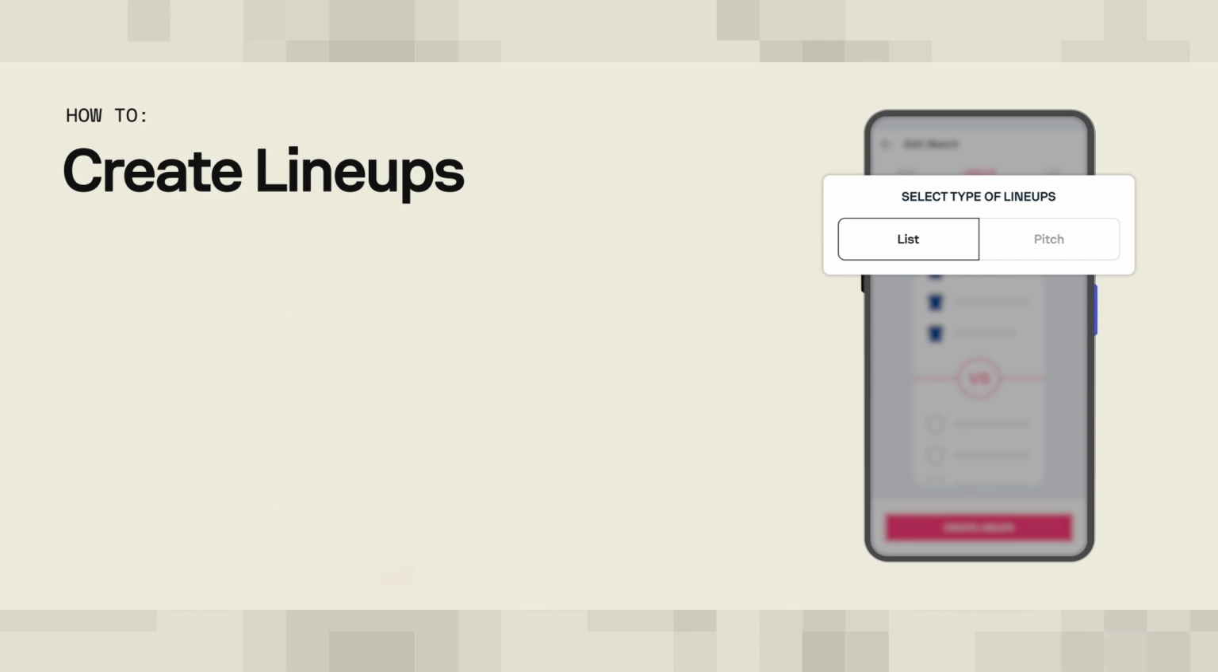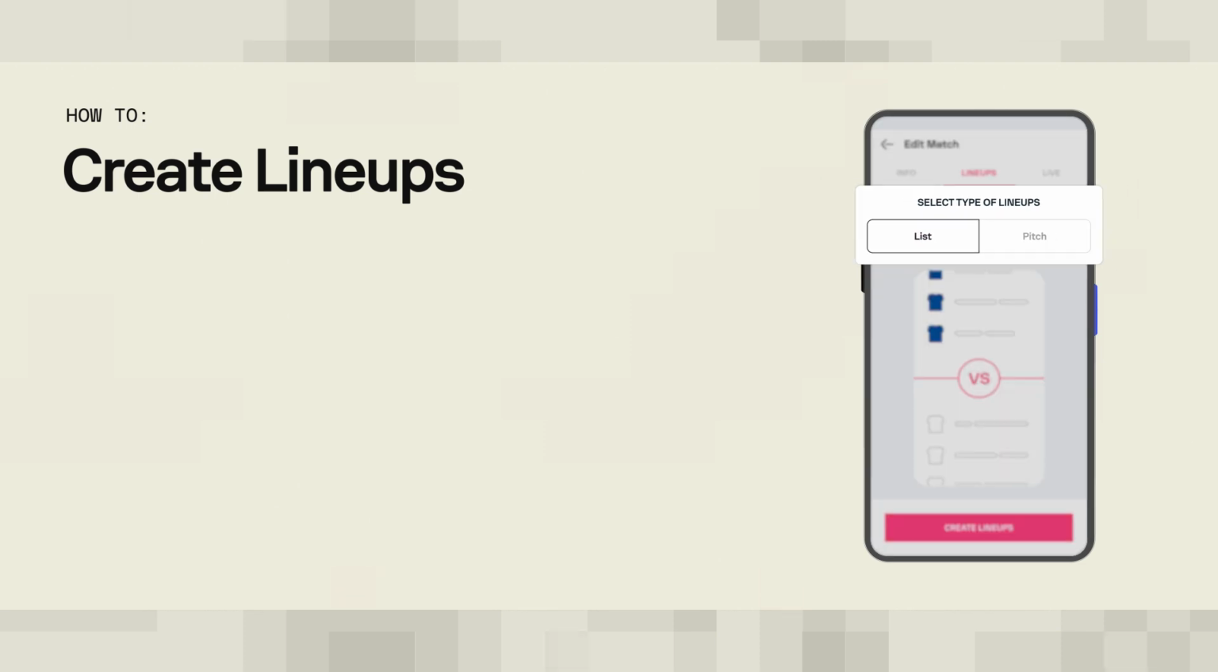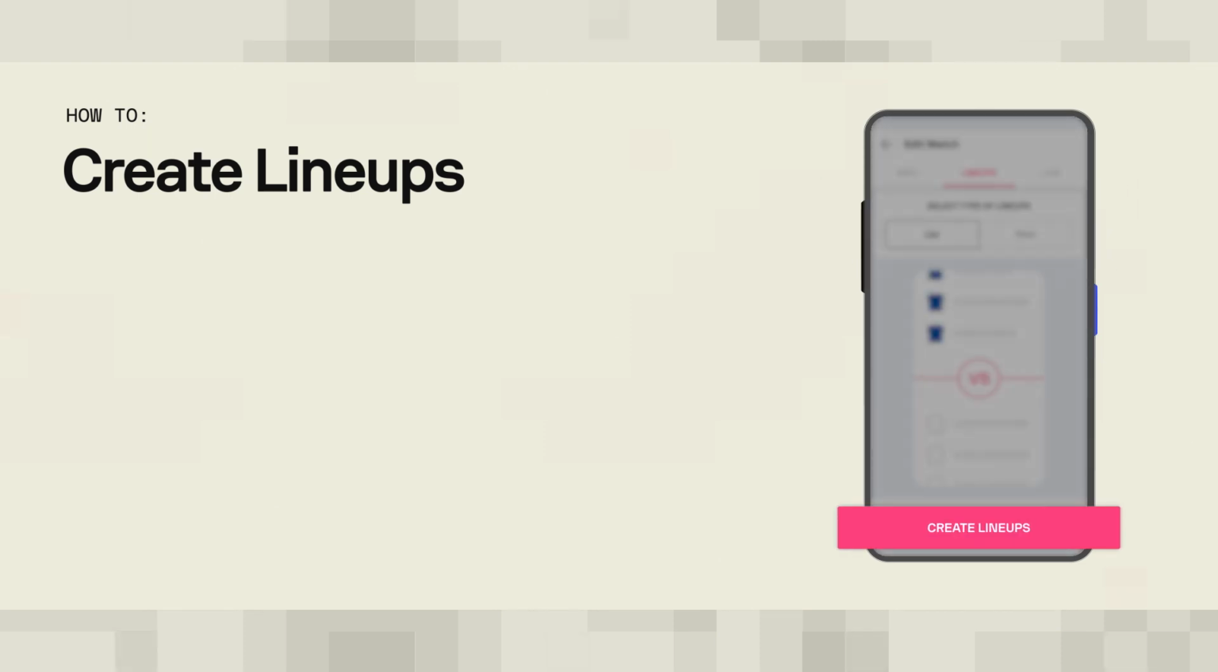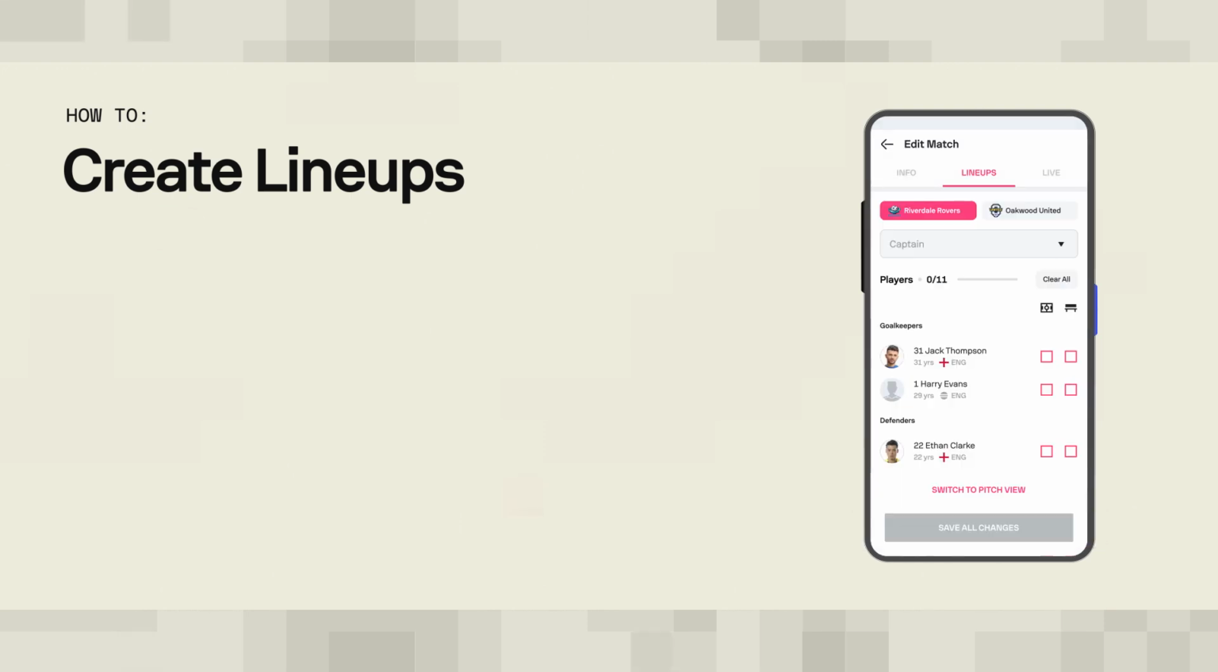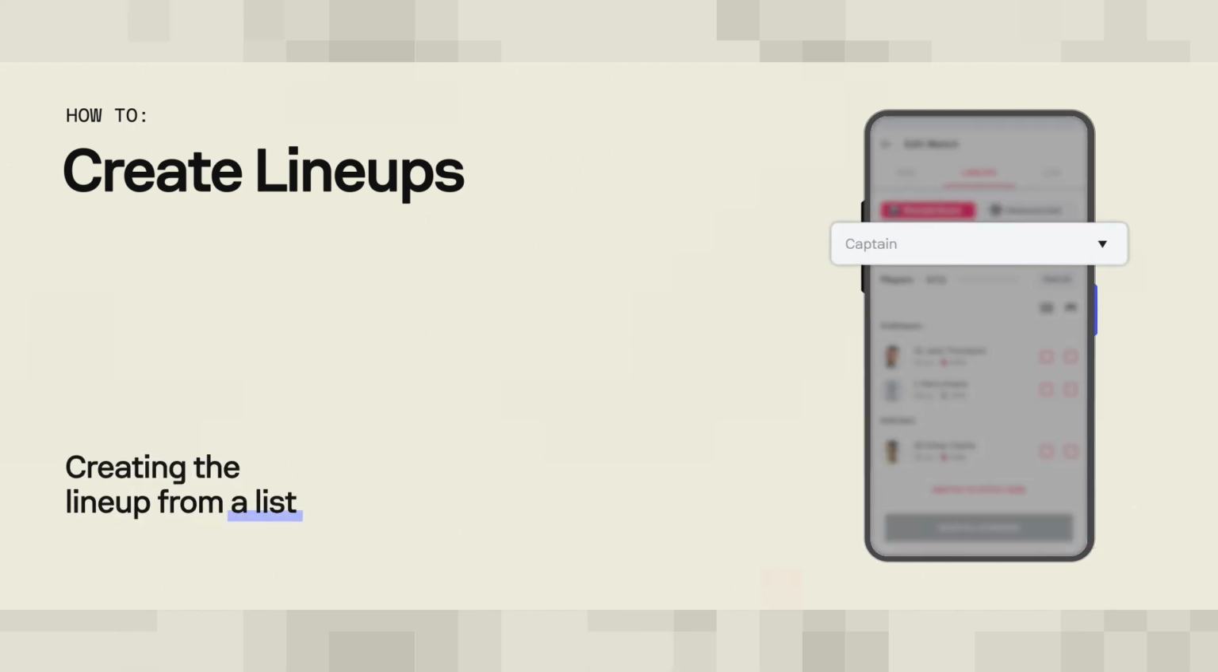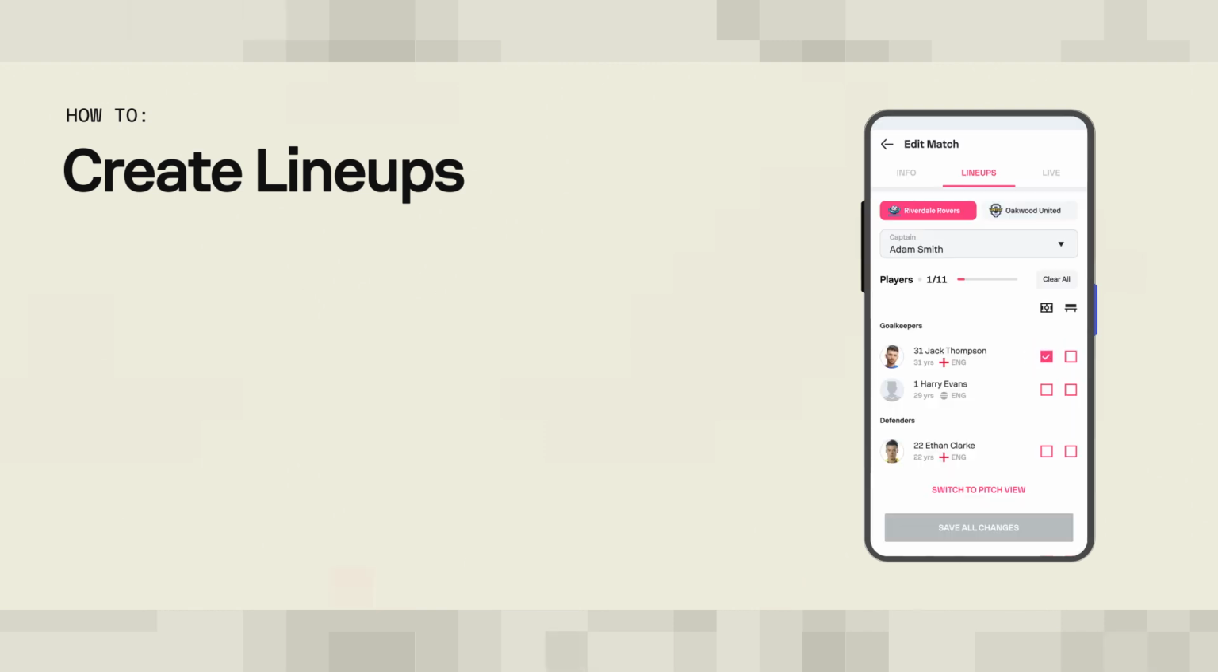Should you choose to create the lineup via the list of players, you'll see two columns, one for each of the teams. After selecting the desired team, a list of its players will appear. There, you choose the team captain and proceed to check either the field or the bench icon next to every player, depending on whether he's in the starting lineup or not.